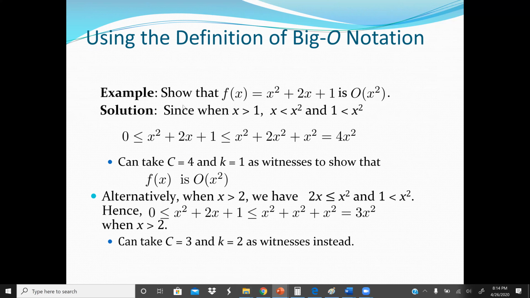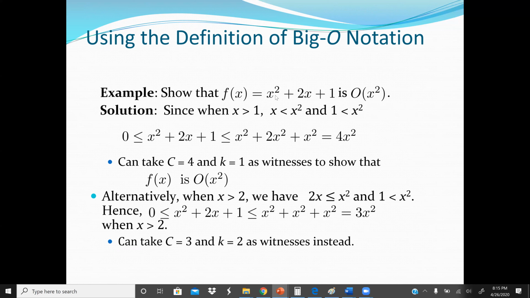So for example here, they say we should show that f(x) equal to x squared plus 2x plus 1 is big O of x squared. The whole idea is that, for example, we are assuming x is a variable. x can be any value. Now we can see that from this expression, x squared plus 2x plus 1, when x value is very small, let's even assume x value is 0. If x value is 0, then 1 is very important. Our solution here will be 1.